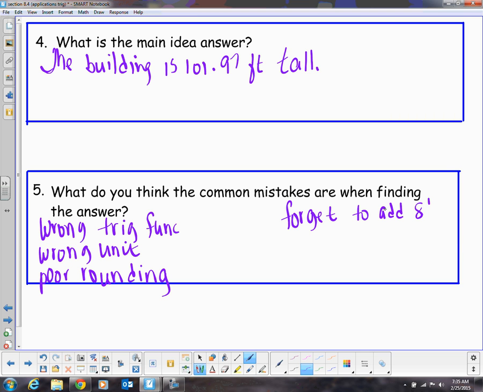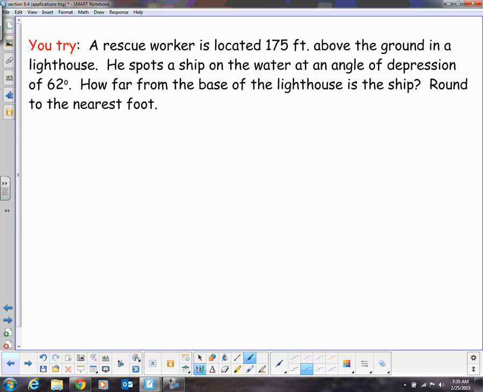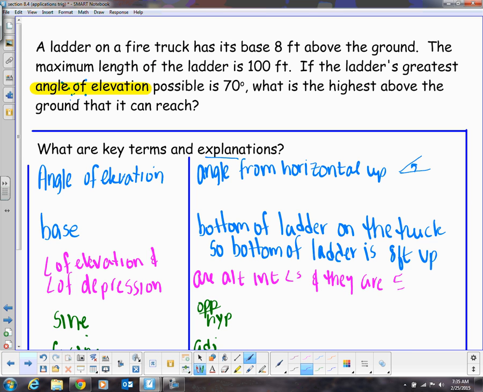So what should you always do when you think you have the answer? You go back and you read the what? Problem. And the problem stated, what's the highest above the what? Ground that ladder can reach.